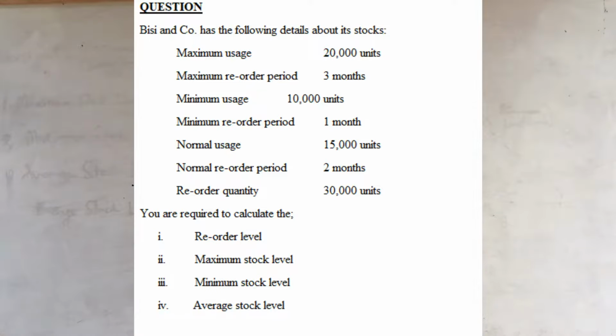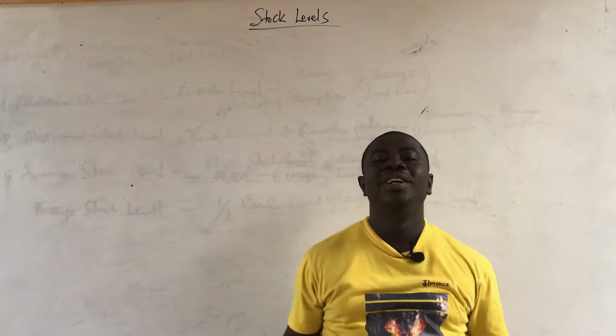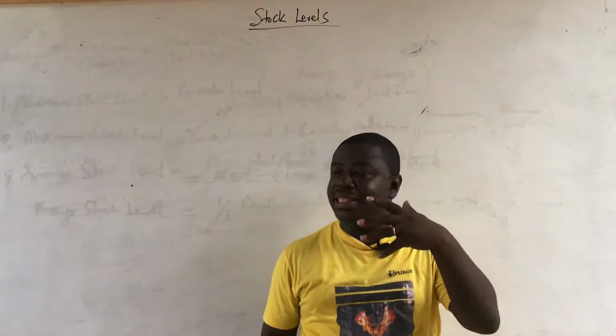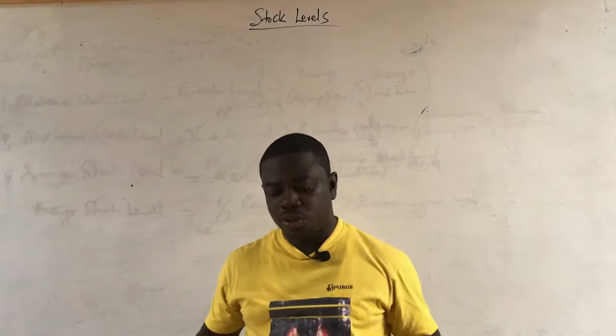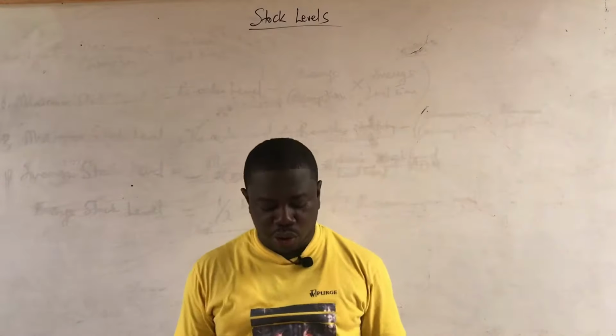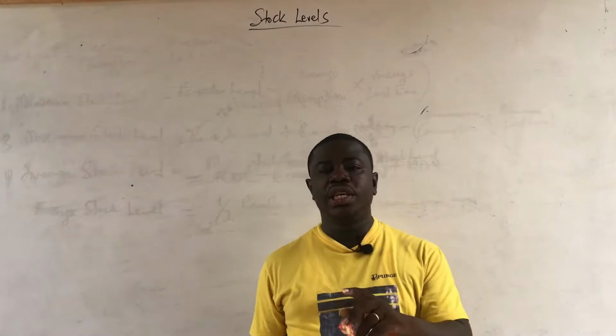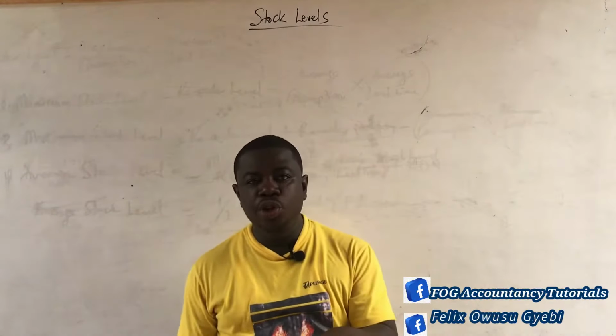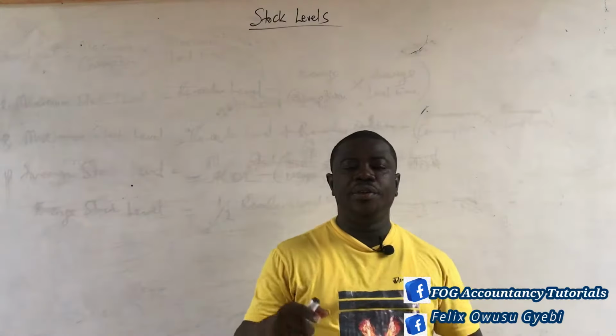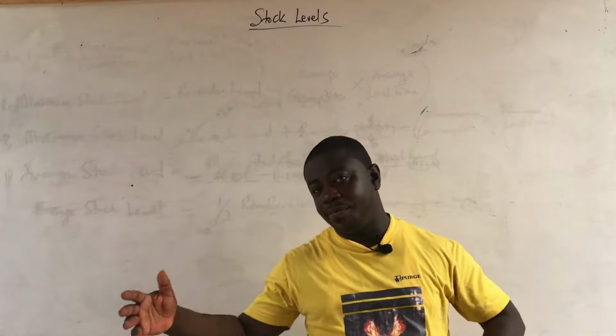You are required to calculate I, reorder level, II, maximum stock level, third one, minimum stock level, and then the average stock level. So this is a very simple question, and this is a very simple topic as well. So we are going to calculate. Now, what I want you to notice from the question is that we are given the stock in units, and then we have been given the lead time in months.